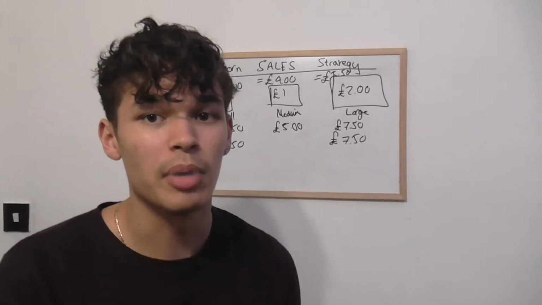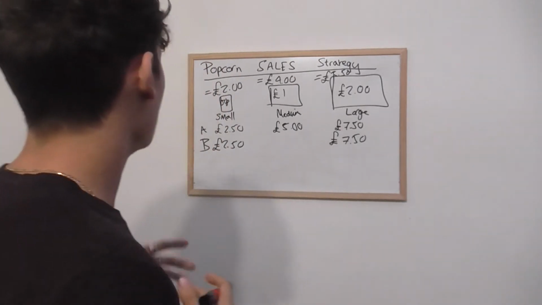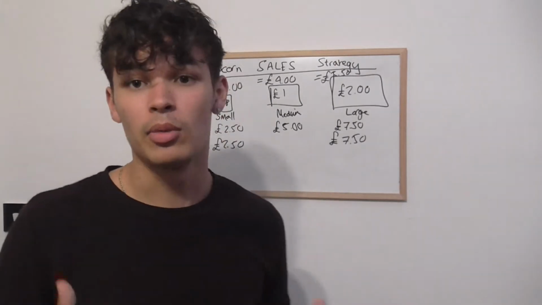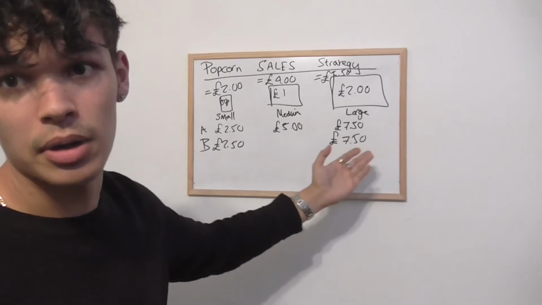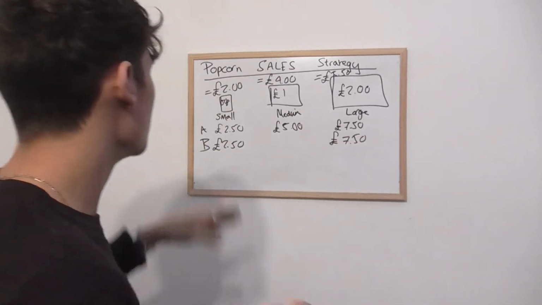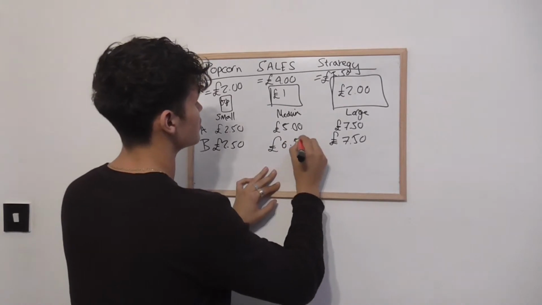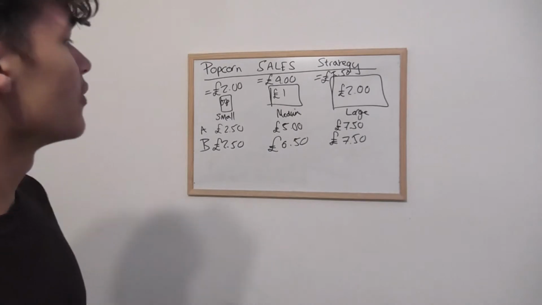So we want people to buy the large bucket. How are we going to do that? It's simple. We want to make the medium price higher. That's it. We want to make the medium price higher. We're not going to make it pricier than the large bucket of popcorn, obviously, but we are going to make it higher. So let's say we put this to £6.50. £6.50. Now what are people going to think?